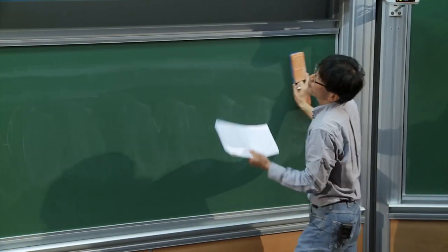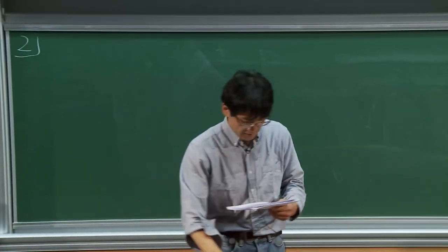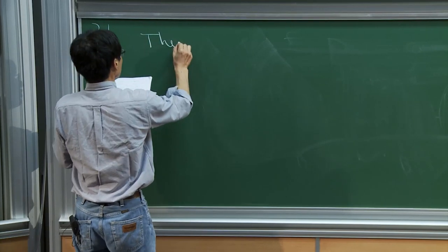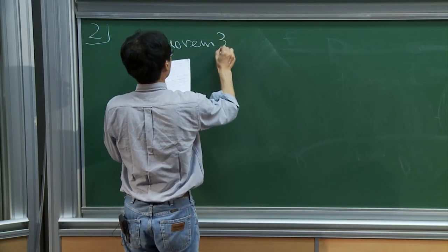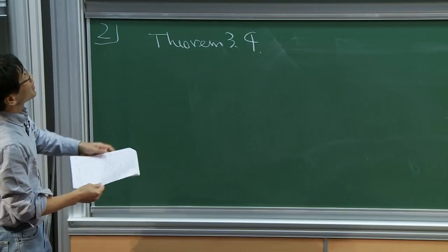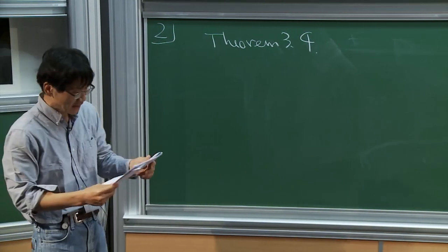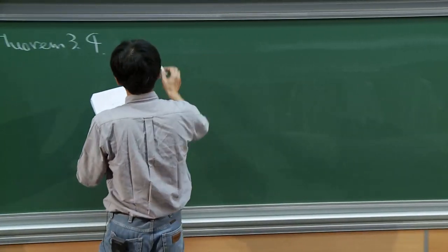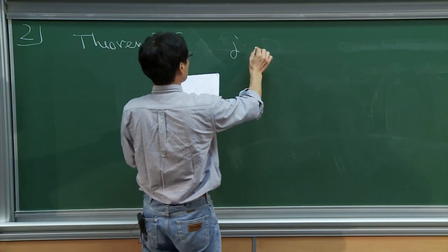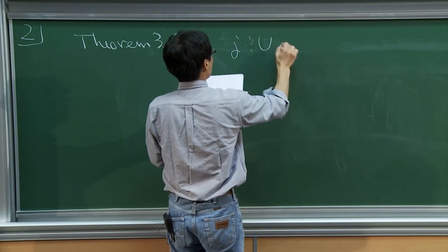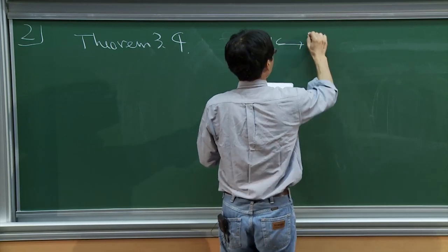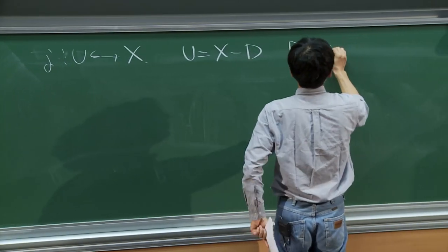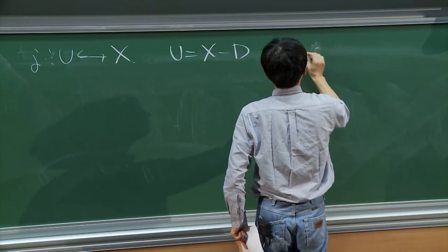And I prove this theorem at the same time as the next one. But I cannot give a very precise statement of this because it will require the whole business with ramification theory. So I will be a little vague here. So we have an open immersion. So U is a complement. This is a simple divisor with simple normal crossings.